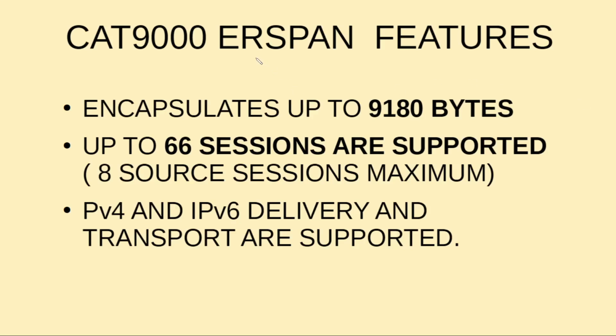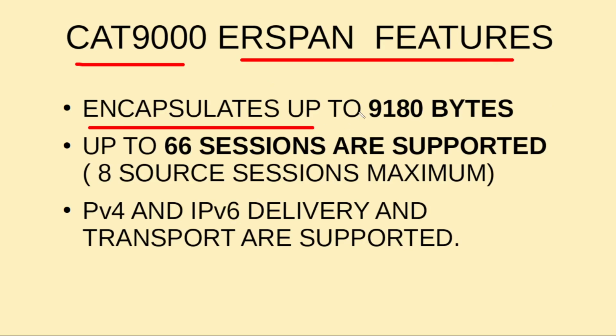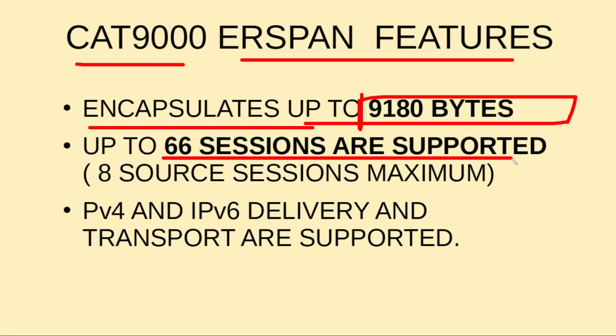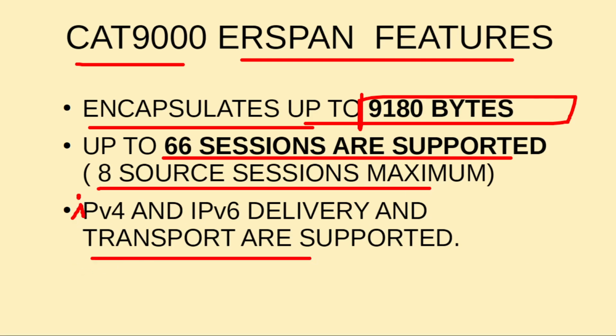Now regarding the ERSPAN features for Catalyst 9000s, they can encapsulate up this amount of bytes. We can have up to 66 sessions supported with only 8 sources as maximum. We can use IPv4 and IPv6 for transport.